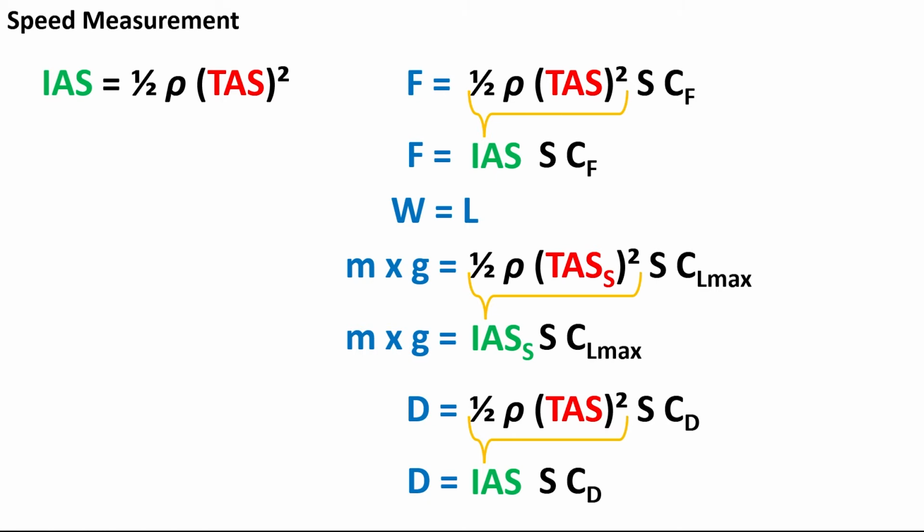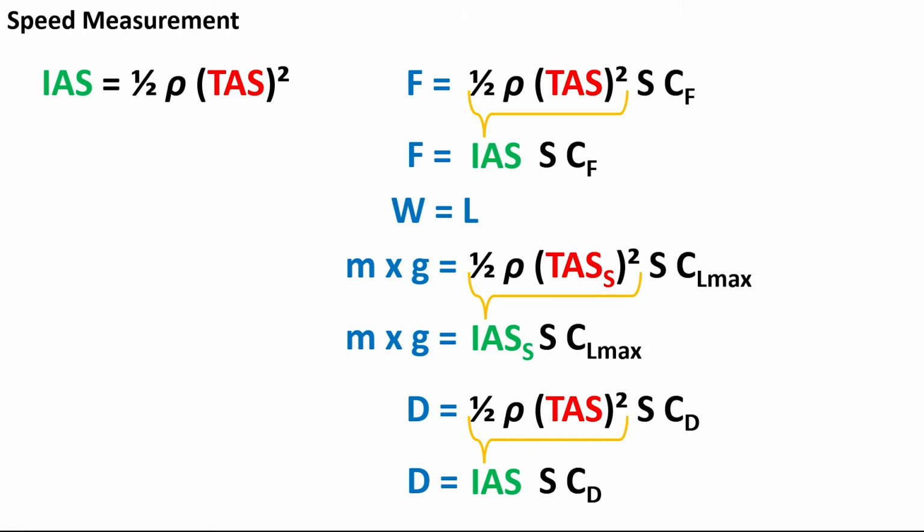And so what does it mean? It means that provided you maintain the same IAS, you're going to generate the same amount of drag. And that's why aircraft performance is measured in IAS. Because, for example, if we tell you that with this IAS you're going to generate this amount of drag, and so for this amount of drag you need this amount of thrust, and for this amount of thrust you're going to burn this much fuel.